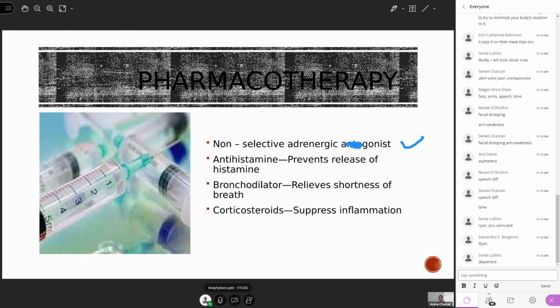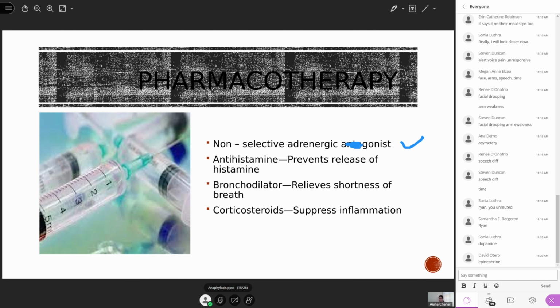And vasopressor, specifically for this that we're going to use for anaphylaxis. It can be used for shock, absolutely. For other type of shock, it is epinephrine. Epinephrine, thank you. Epinephrine, okay? Non-selective adrenergic agonist, epinephrine, and that is the drug we're gonna do.